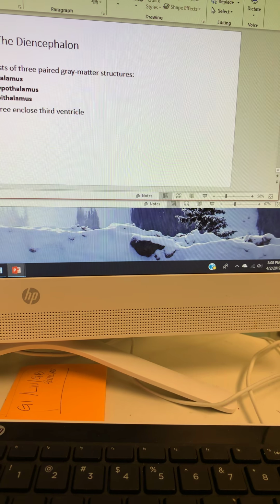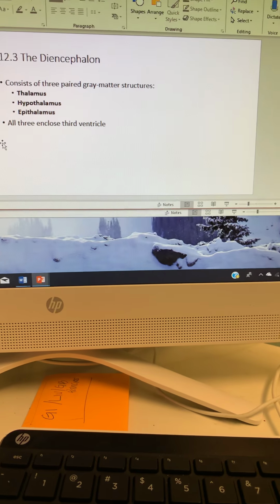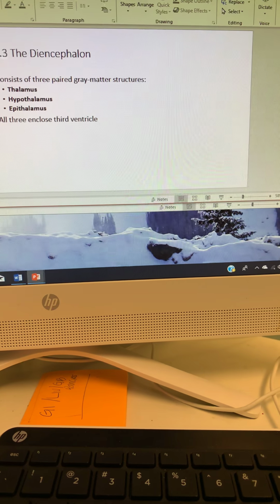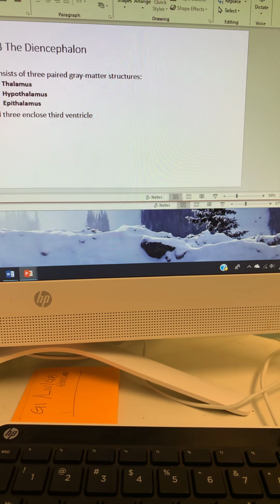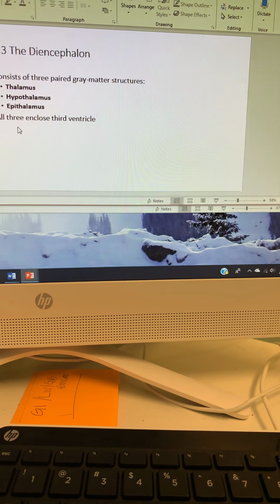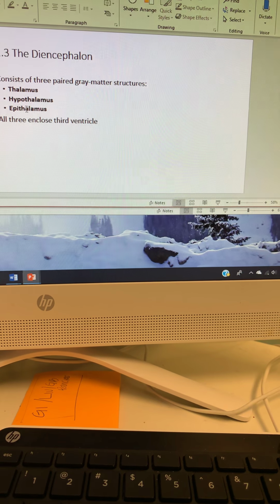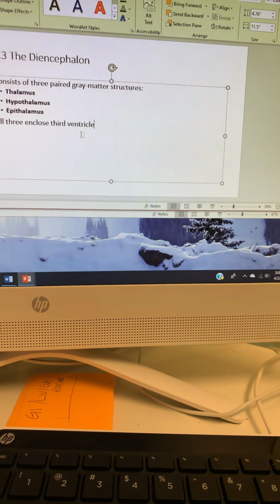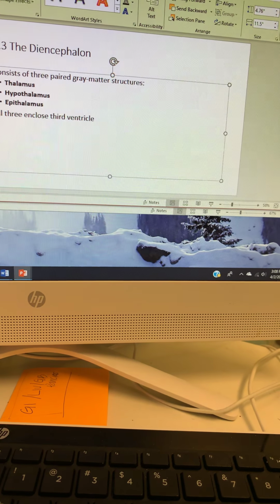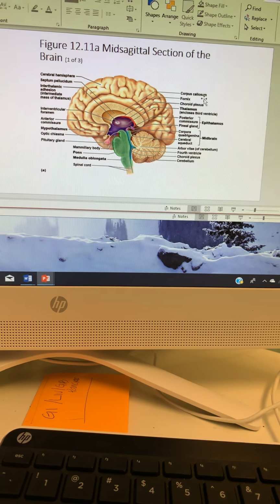That takes us to the diencephalon, which consists of three paired gray matter structures: the thalamus, which is on top, the hypothalamus, and then the epithalamus. All three of them are close to the third ventricle. I need you to know for the nervous system, thalamus and hypothalamus. Concentrate on those, please.